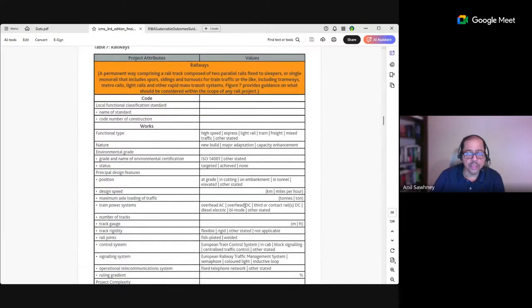Similarly, you can see for railways, there is more information. So all 18 or 19 project types have a common set of attributes and values, and then specific to that entity or project type, there are more attributes. If we adopt this kind of a system globally, then comparison becomes much easier for us.